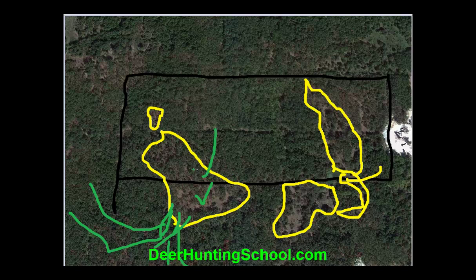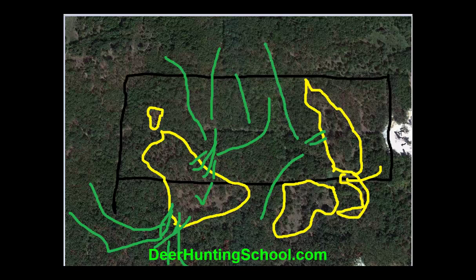You may have an area here where there's just a lot of deer coming out one area, and then these deer just wander wherever out through here as they get out there. They're just going wherever they want. And it could be the same way up here. You could have deer coming out in a particular area, and then, of course, they wander off wherever.